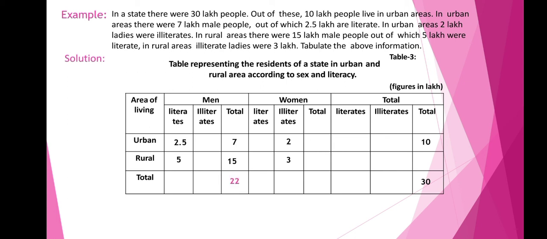Next we can write down the total here. 7 plus 15 we get 22, and here 2.5 plus 5 we get 7.5. Next, 22 minus 7.5 we get 14.5, and here 15 minus 5 we get 10. 7 minus 2.5 we get 4.5. Next under women, 2 plus 3 is 5, here we get 8, here we get 3. So fill all the tables.